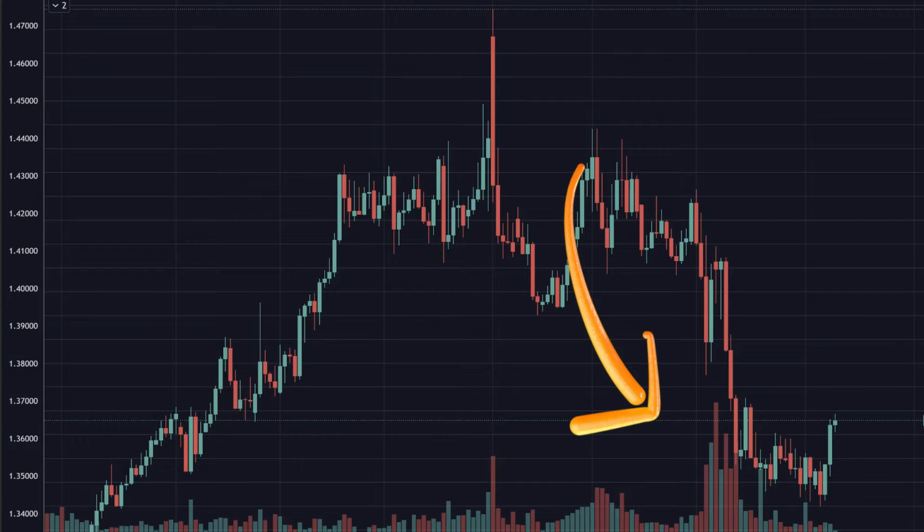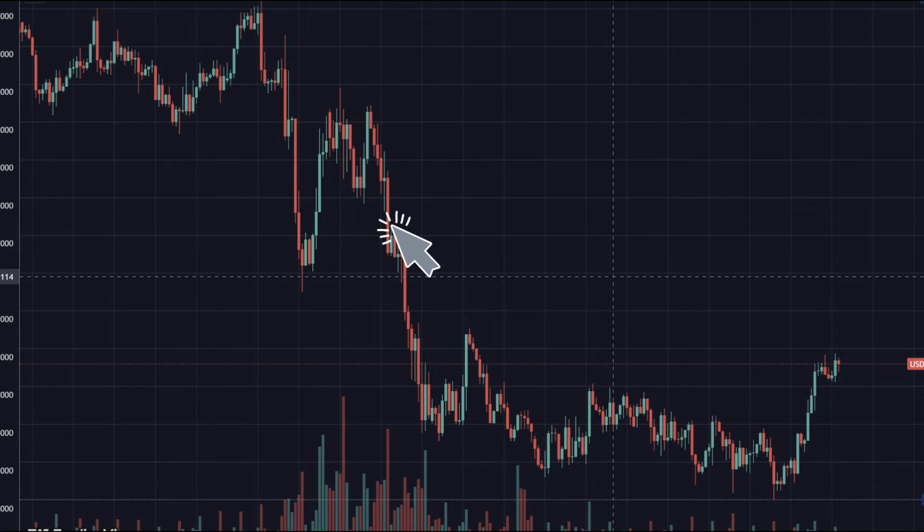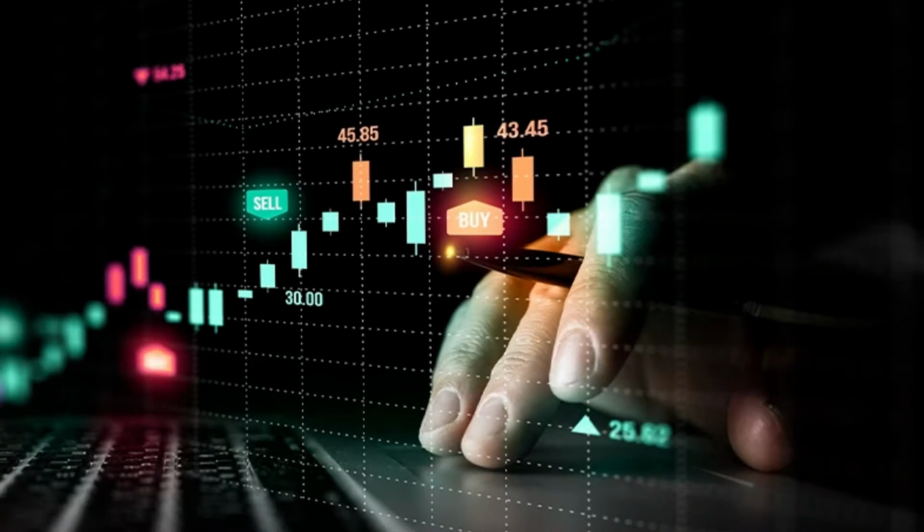Use the higher time frame to identify the overall trend and the lower time frame to pinpoint precise entry and exit points. Selecting a trading strategy.